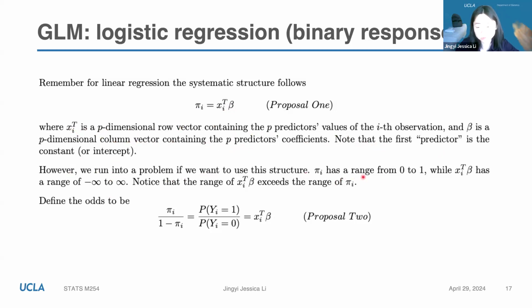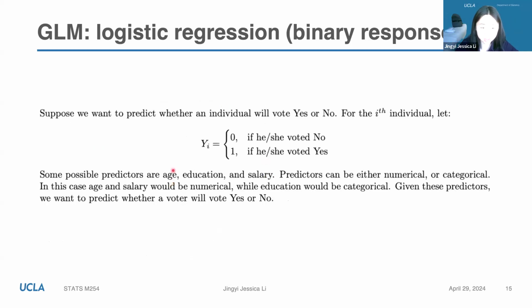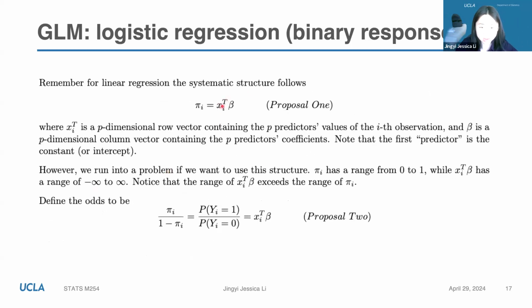Pi i has a range from 0 to 1, while xi transpose beta has a range from negative infinity to positive infinity. It depends on what the predictors are. If in this example your predictors include age, whose range is definitely not constrained to 0 to 1, then even though you're going to find beta, it's not easy to constrain the right-hand side xi transpose beta, and this value is very hard to constrain to 0 to 1. So therefore you have a mismatch: left-hand side 0 to 1, right-hand side negative infinity to positive infinity. So it doesn't make sense.